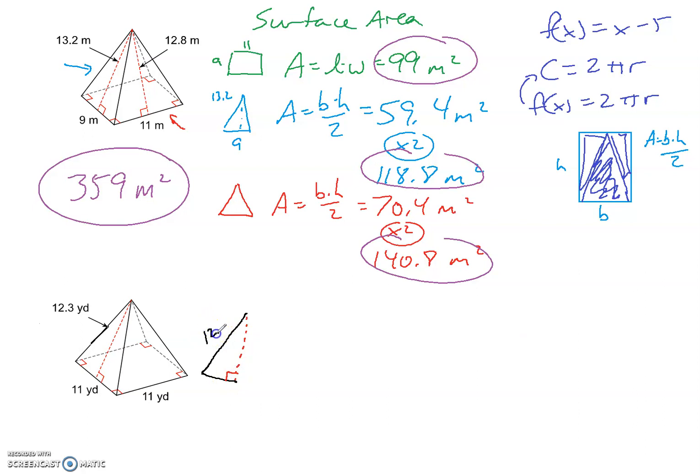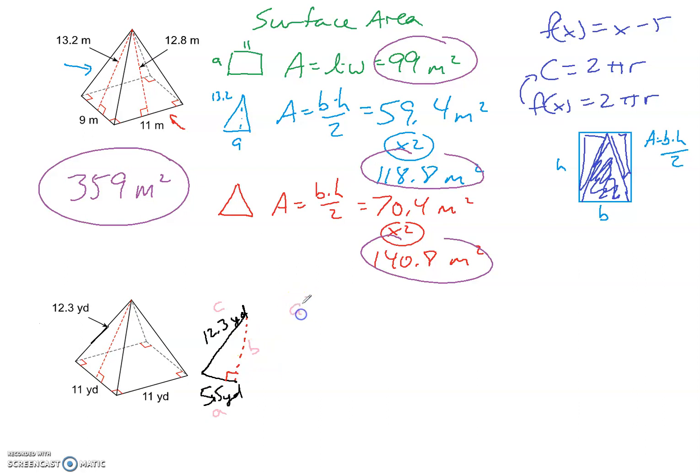This part here is 12.3 yards. Now, all the way across was 11 yards. So just this half length would be 5.5 yards. Remember that Pythagoras only works with a right triangle, not just any triangle. So if you remember, Pythagoras is a squared plus b squared equals c squared, and it's a great way to find missing sides of right triangles. So this would be the long side. There's my hypotenuse, that's c, and this could be a or b. It doesn't make any difference.